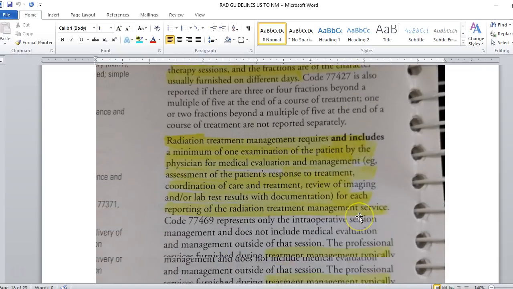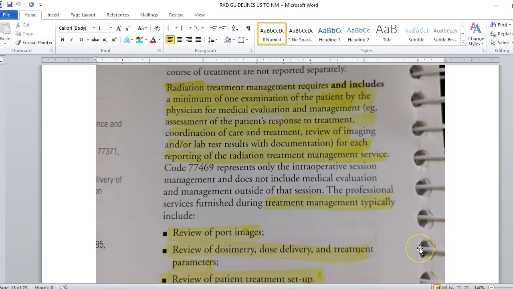It goes on and tells us the radiation treatment management requires and includes a minimum of 1 examination of the patient by the physician for medical evaluation and management, like assessing the patient's response to treatment, coordination of care and treatment, and reviewing images or lab test results with documentation for each reporting of the radiation treatment management service. So again, this could be a short office visit, or this could be the radiation oncologist catching up with the patient before and or after their radiation.